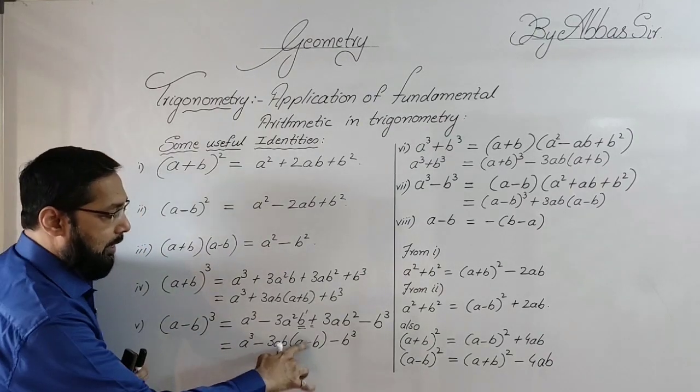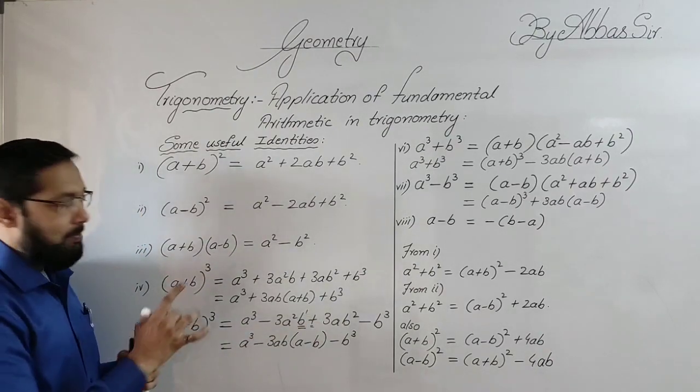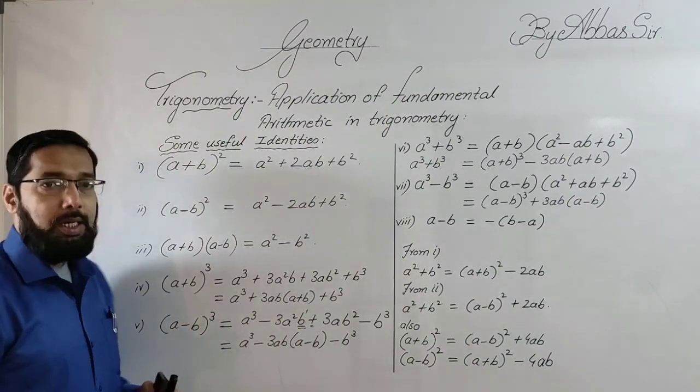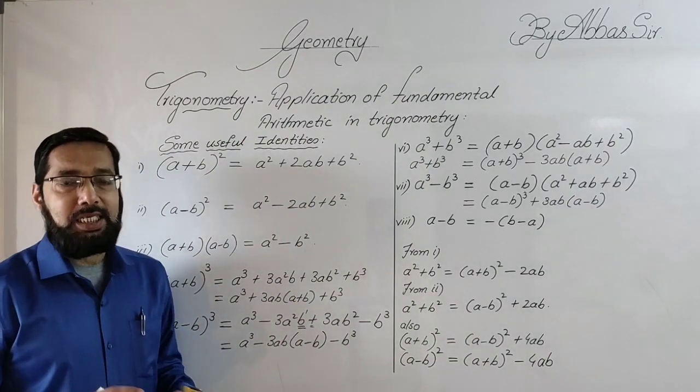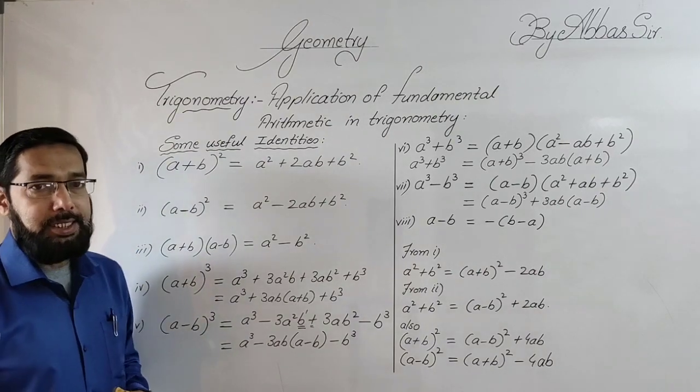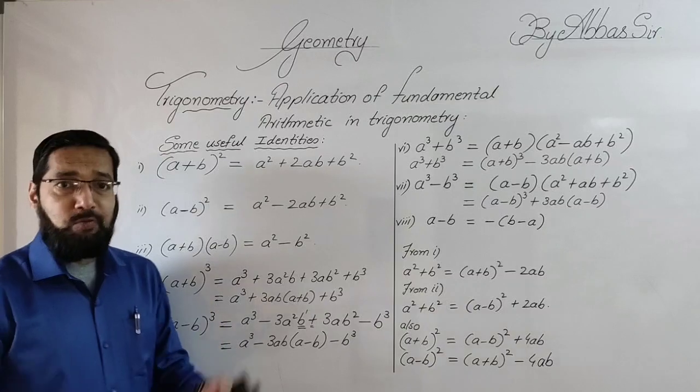When you open the bracket, you will again get the same terms. Why? Because minus into minus will become plus. In this way, we can remember a minus b the whole cube. So these were the first 5 identities that we require. Now let us move further.